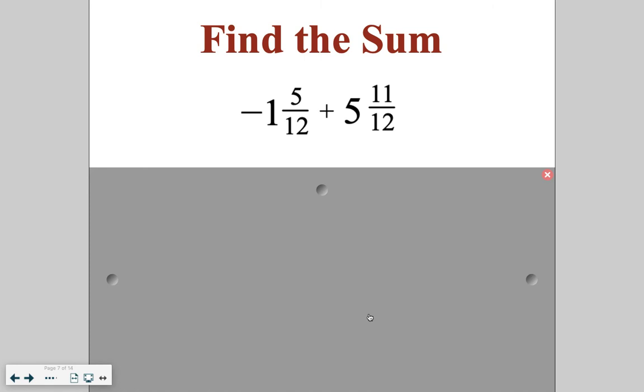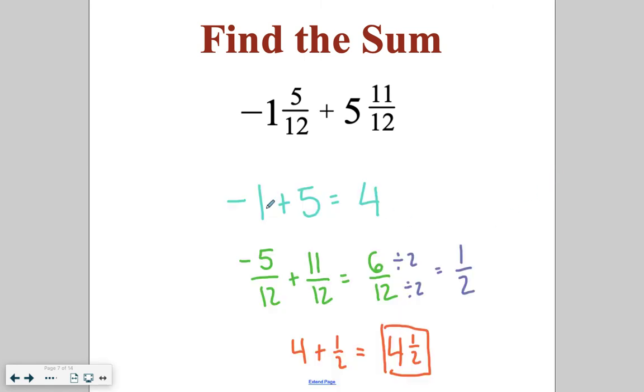Go ahead and try this next one on your own. Breaking it up, you have negative 1 plus 5, which is 4, negative 5 plus 11, which is 6 over 12, which can be reduced to 1/2. So 4 plus 1/2 gives you 4 1/2.